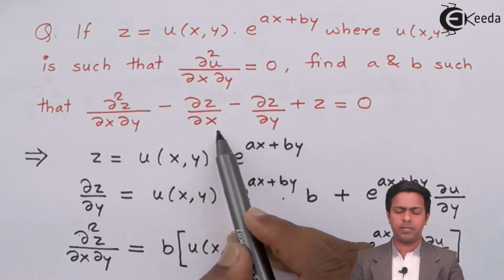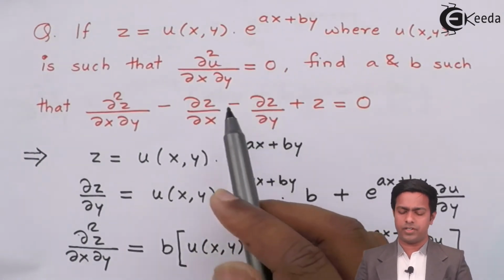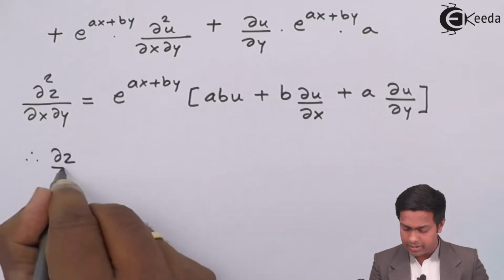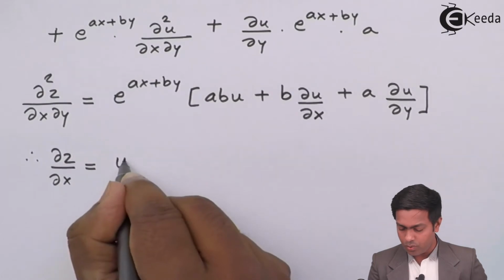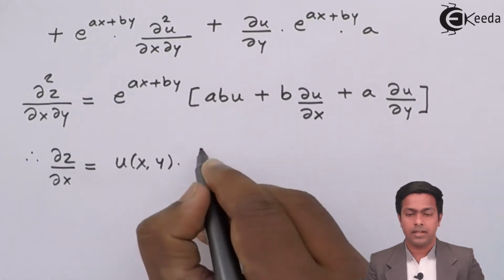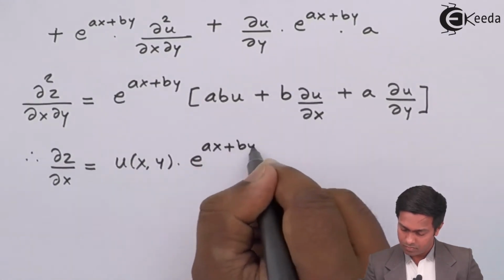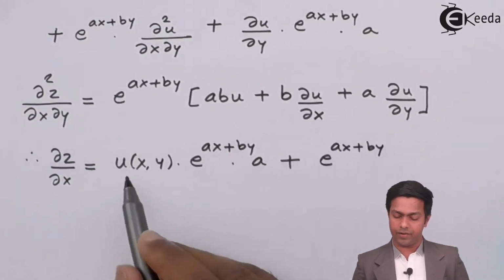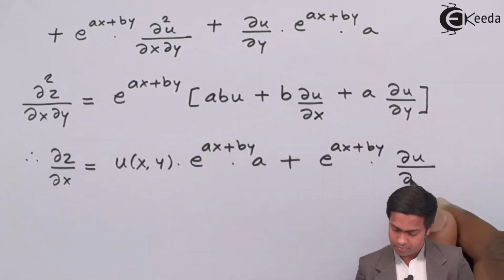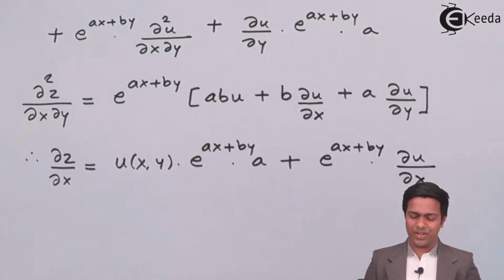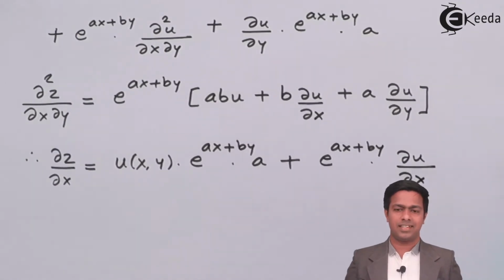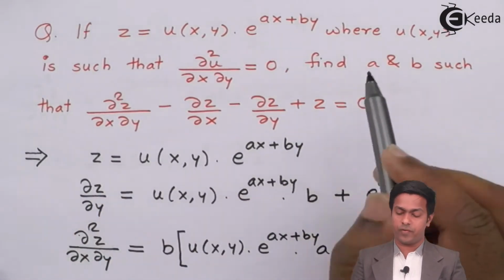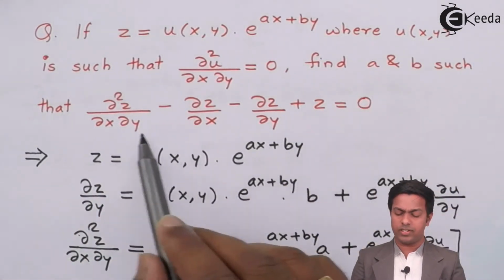Now let's find out ∂z/∂x, and for that I'll again partially differentiate this function with respect to x. So therefore ∂z/∂x equals u of x comma y as it is, derivative plus the second function as it is, and derivative of this term is. So guys, here we got the value of ∂z/∂x. Now what we'll do is we'll put all these values in this equation because we have to find out a and b. So let's put all these values in this equation.